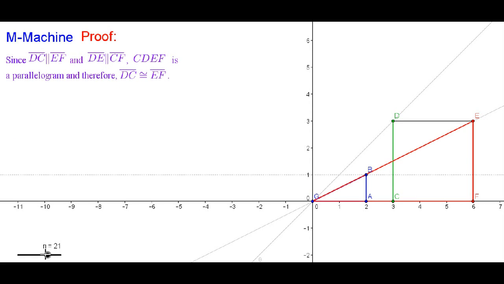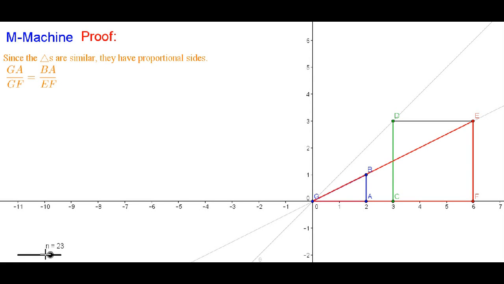Since segment DC and segment EF are parallel, and segment DE and segment CF are also parallel, we have CDEF is a parallelogram, and therefore the opposite sides DC and EF are congruent. The length of segment BA is equal to 1 because segment BA is a segment from the x-axis to the line y equals 1.